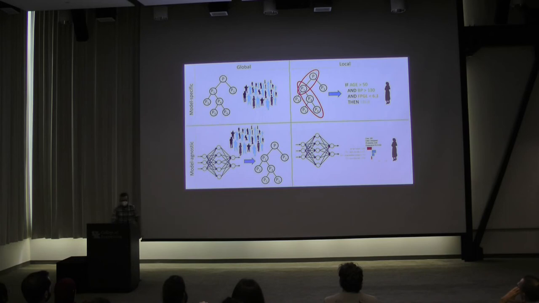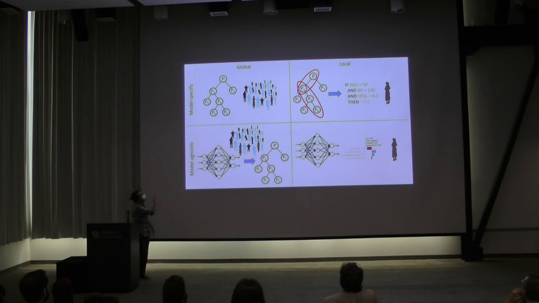There are two axes here. The first is that explanations and methods for explanation can either be model agnostic or model specific. What this means, if it's model agnostic, is that this method, whatever it happens to be, doesn't care what your base machine learning model was. This will work on convolutional neural networks, this will work on recurrent neural networks, it'll work on anything you can think of.